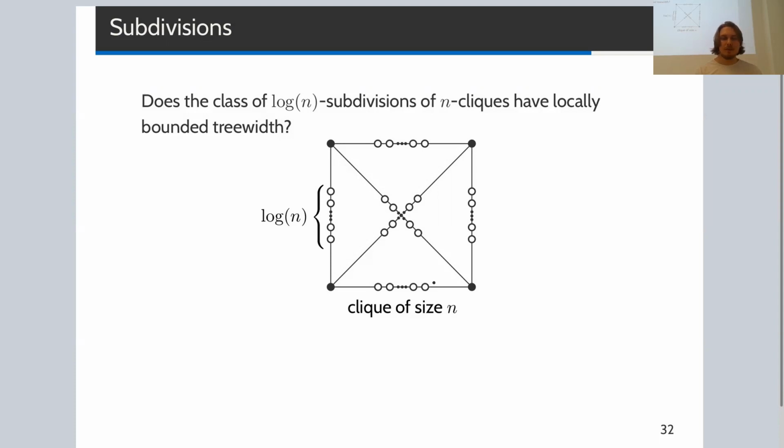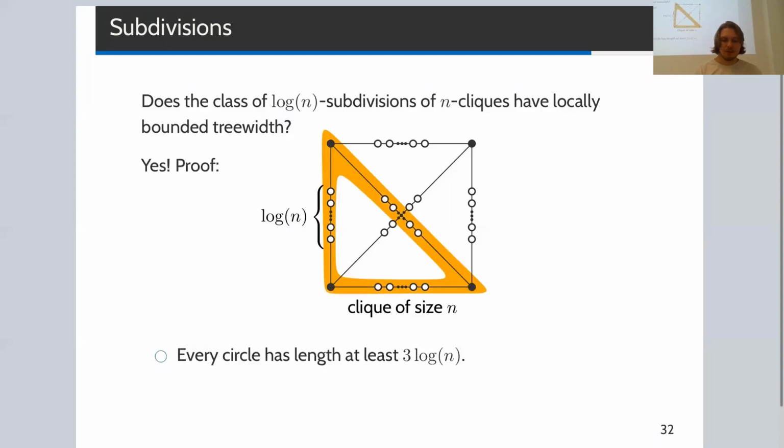So this class also has locally bounded tree width. And how do we prove that? So let's take a look at a circle in this graph. Every circle has length at least 3 times log n. Because if you're shorter than 3, you start anywhere, and if you want to go anywhere, you have to pay at least log n vertices to come to the next vertex.